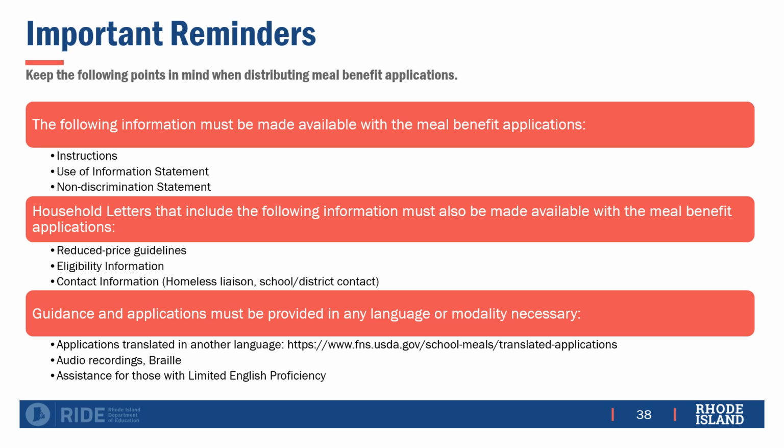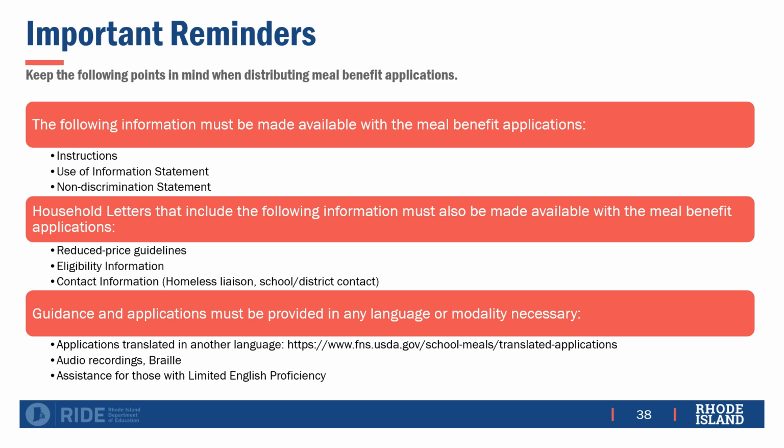Please keep the following points in mind when distributing meal benefit applications. Applications with instructions must be made available to all households, not just households that you think might be eligible for free or reduced price meals. The household letters must also be made available to all households. The household letter contains the reduced price guidelines, eligibility information, and contact information in case the applicant has questions or needs assistance. And you also must be able to provide guidance to households in any language necessary.